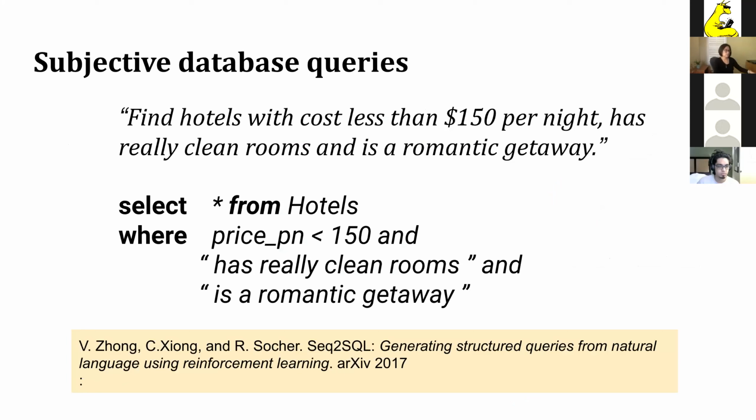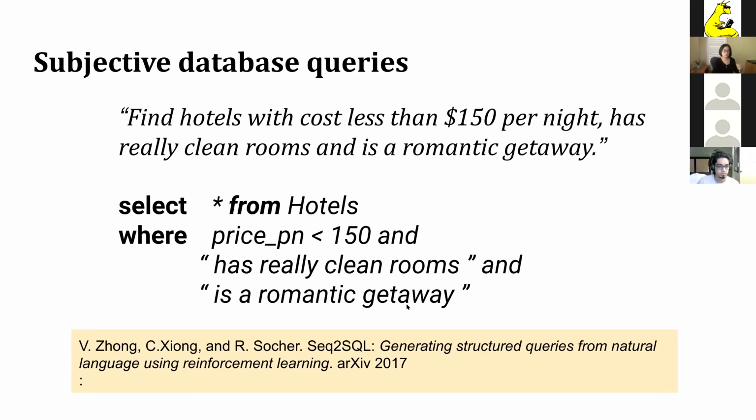So subjective queries come in a natural language form, like this example shown here: find hotels with cost less than $150 per night, has really clean rooms, and is a romantic getaway, right? There is a lot of work out there on how to translate natural language queries to SQL queries against the database. I'm not going to go into that here. And in fact, in the first version of our demo that we built, we immediately assume that we have all these phrases that we picked out and can construct such a query. So in a nutshell, when you get such a query: select star from hotels where price per night is less than 150, has really clean rooms, and is a romantic getaway, right?